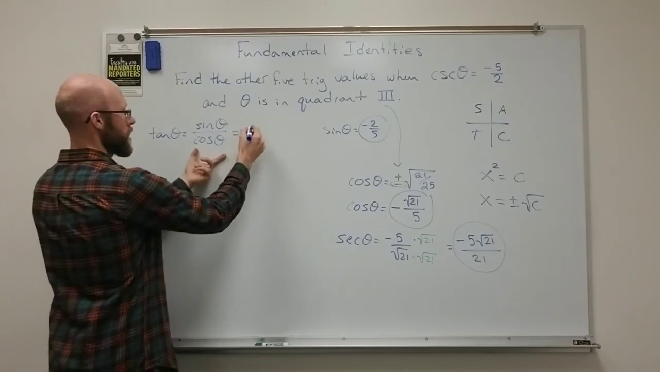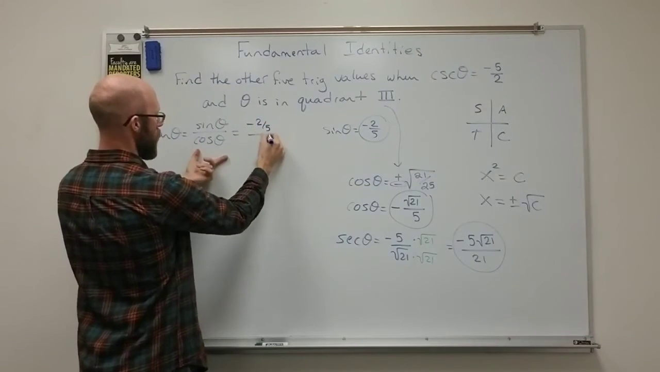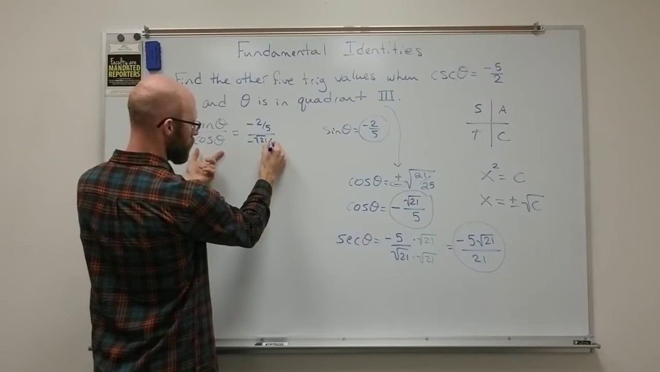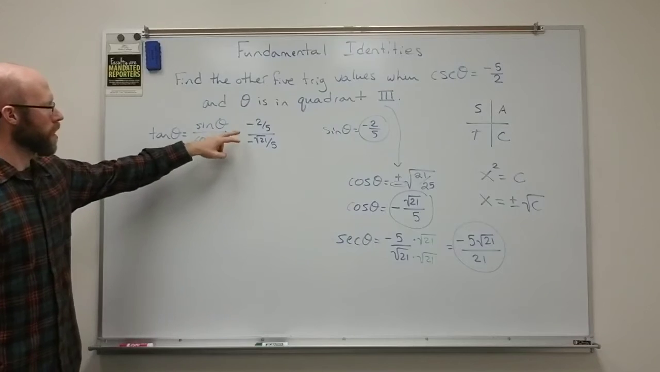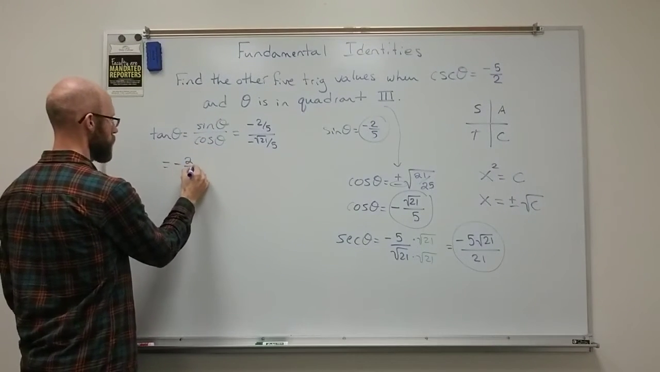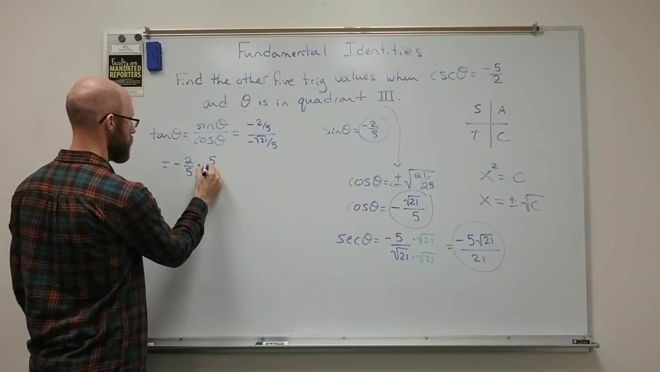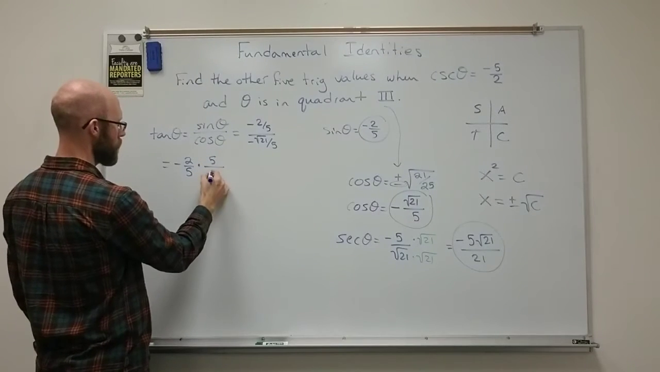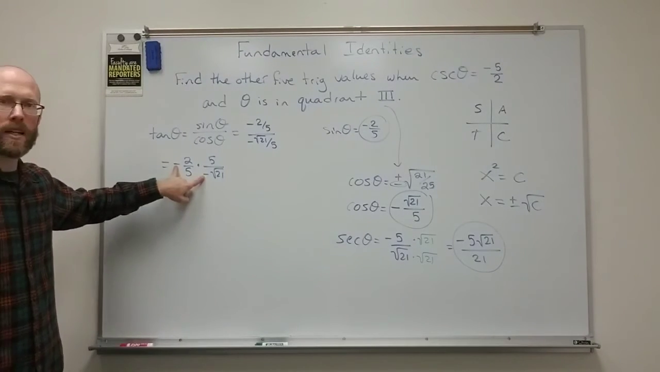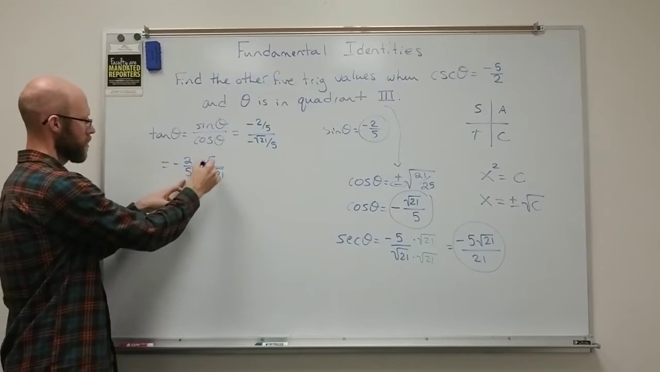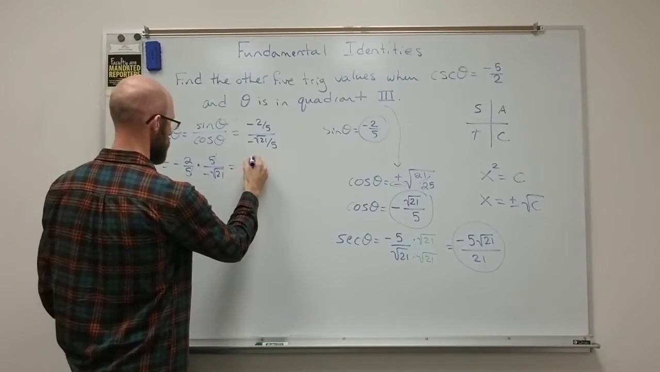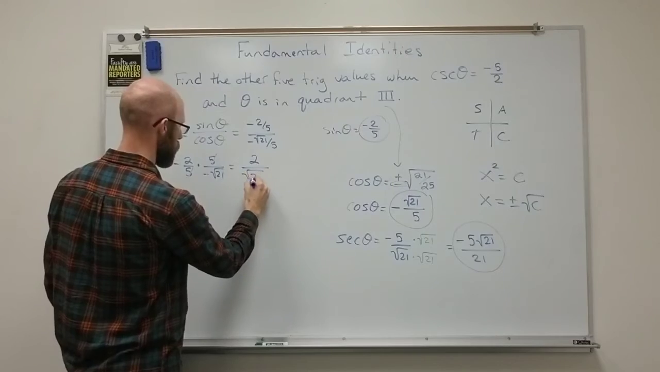So I know the sine is negative 2/5. I know the cosine right here is negative square root 21 over 5. Multiplied by the reciprocal when I divide fractions. So this is negative 2/5 times 5 over, I guess, negative root 21. There's a double negative, so the negatives cancel. There's a 5 on top and a 5 on the bottom. Those cancel. And we'll be left with 2 over the square root 21.